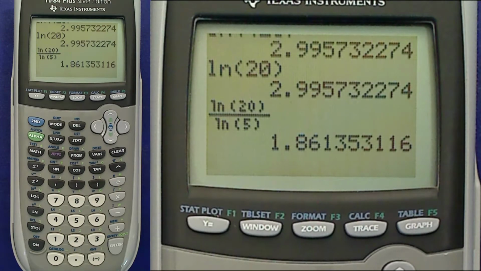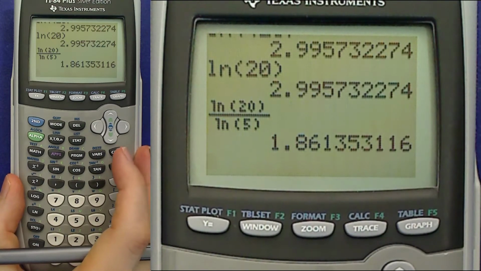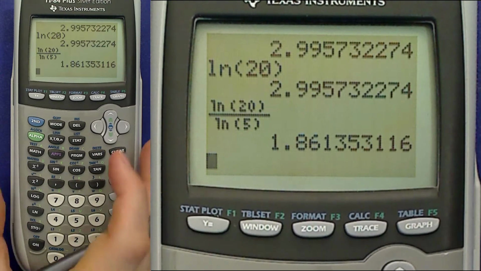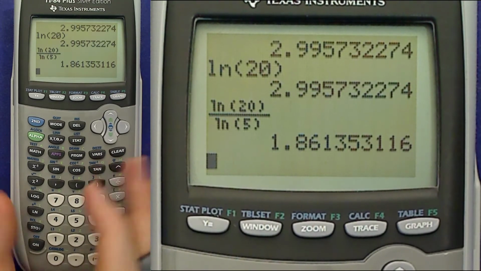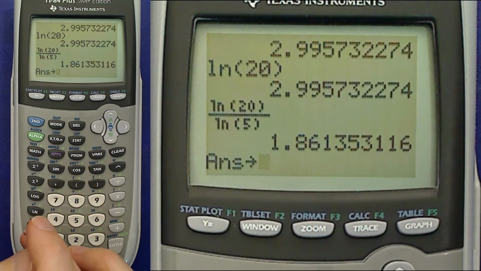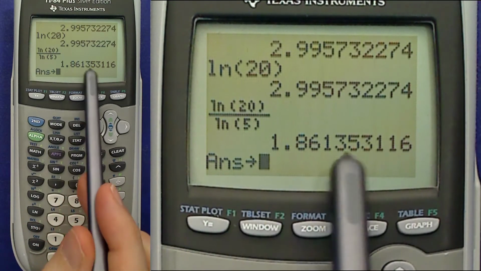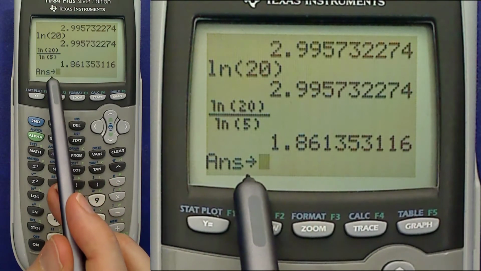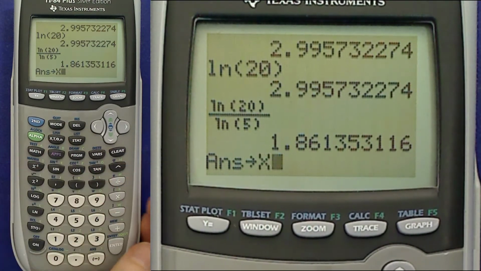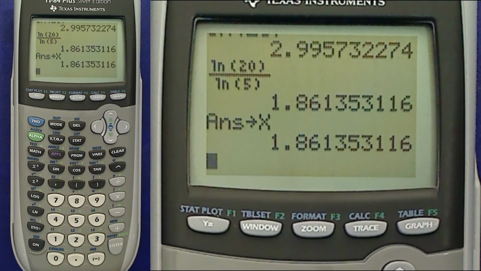Okay, so let me write this down on my notes over here. X is approximately 1.86. Now, if you wanted to check this, here's what you could do. Okay, so to check this answer, I'm going to hit the store button. That gives me the answer symbol. That means to use the answer of the calculation we just did. That'll be that number. Then the arrow here means to store it in memory, and I'll hit that button to get the x, so it's right there. Now I hit enter, that number is now stored in the calculator's memory.